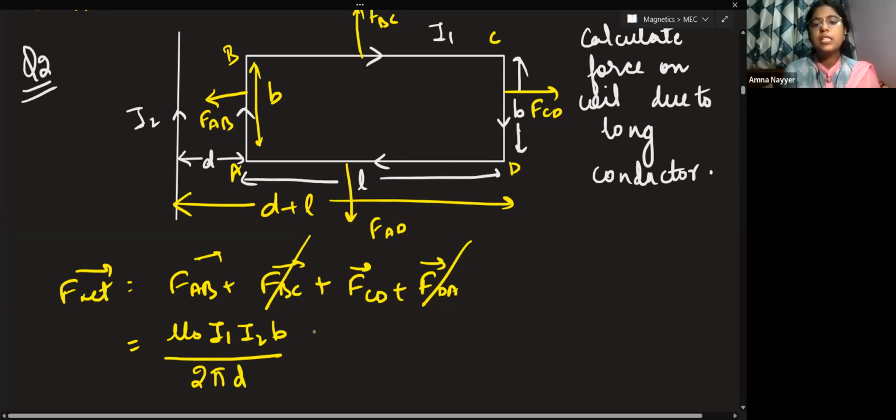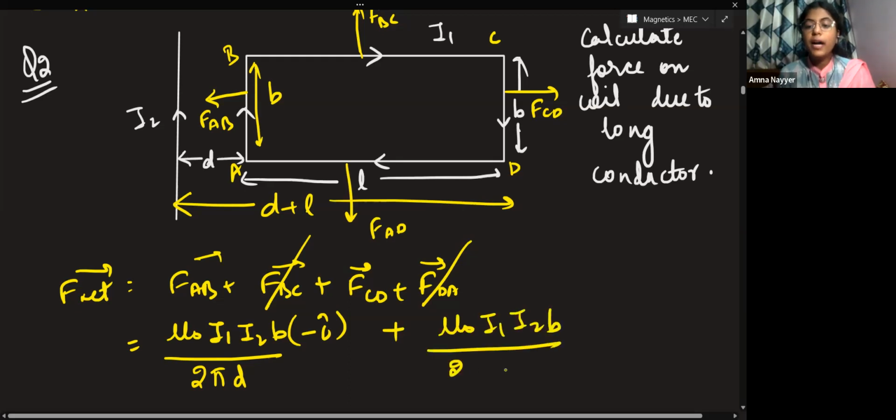So this will obviously be minus I cap, plus FCD. Everything will be the same for FCD apart from the direction and the separation. So here we'll have mu naught I1 I2 B divided by 2 pi into D plus L, because this whole separation is D plus L, and the direction will be I cap. So this becomes your complete answer. All right, note this down.